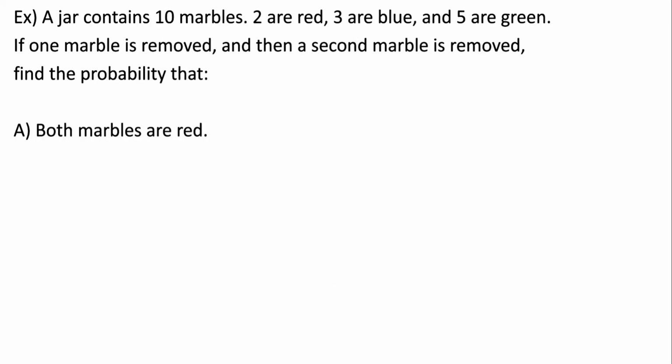Now we'll look at a version of this problem, except we're dealing with dependent events now. A jar contains 10 marbles, 2 are red, 3 are blue, 5 are green. If one marble is removed, and then a second marble is removed, find the probability that... This is an example of dependent events because we weren't told that replacement happens.